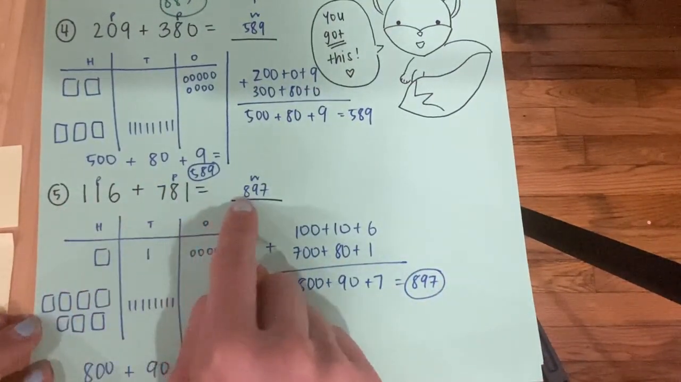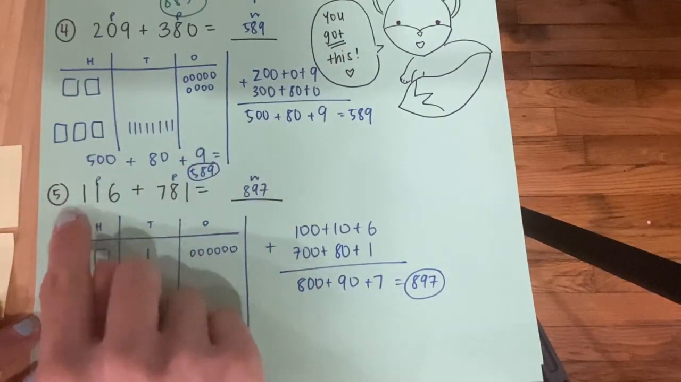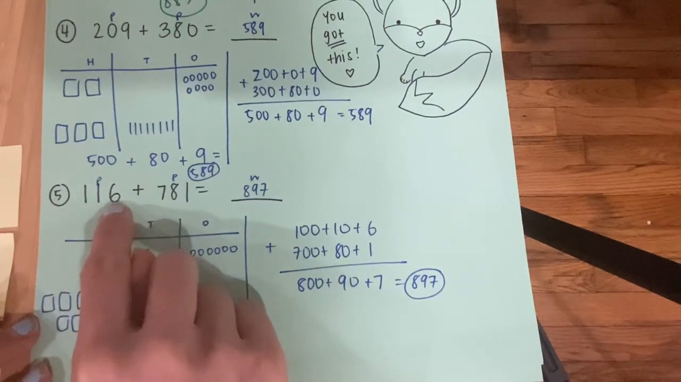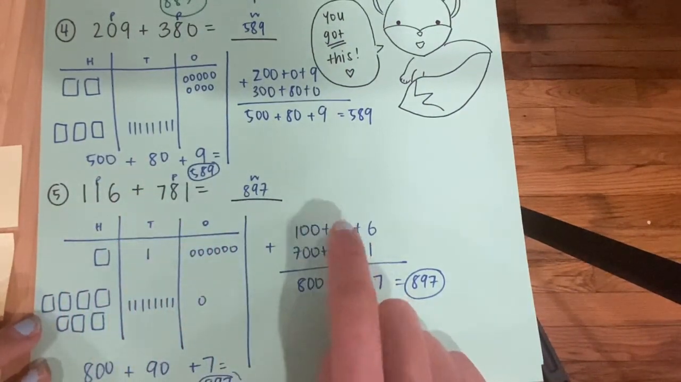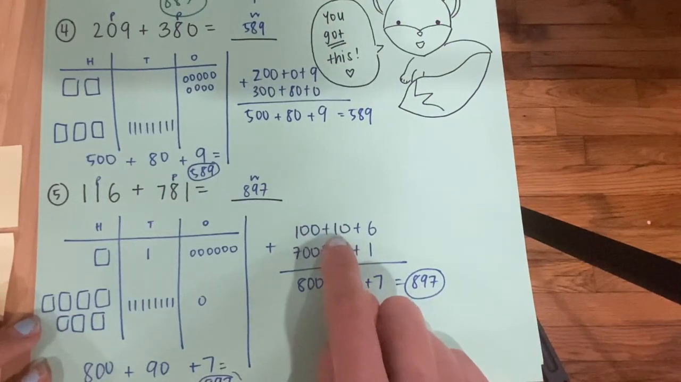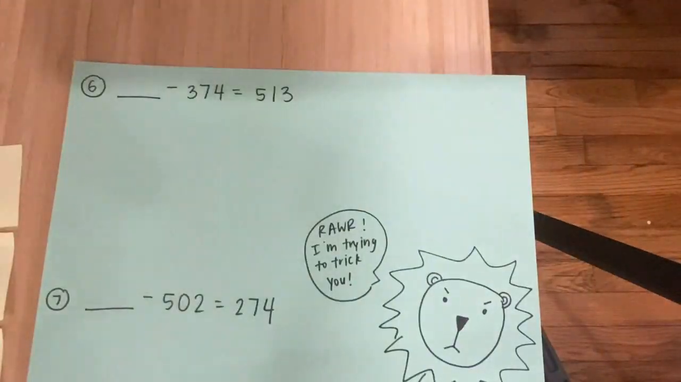Question 5, the answer to question 5 is 897. Something that could have been tricky for you is that in 116, there's only 1 ten, so you should have only 1 ten over here. And the value of 1 ten is just 10, so in expanded notation, you should have written 10. Okay, ready for more practice?